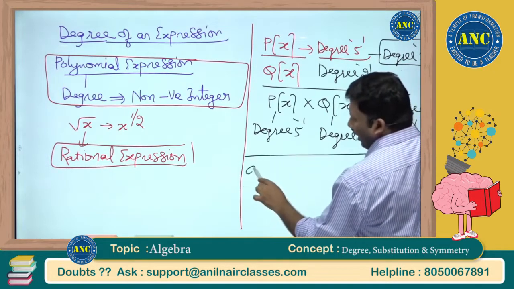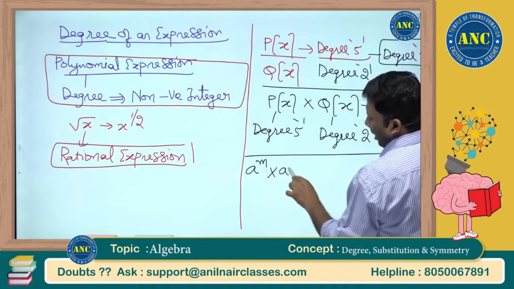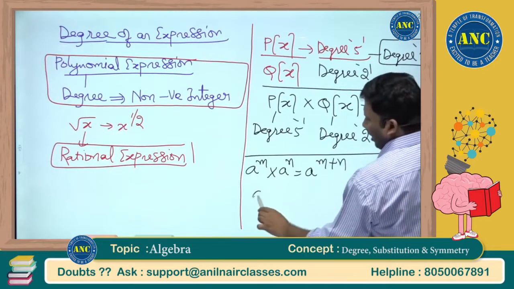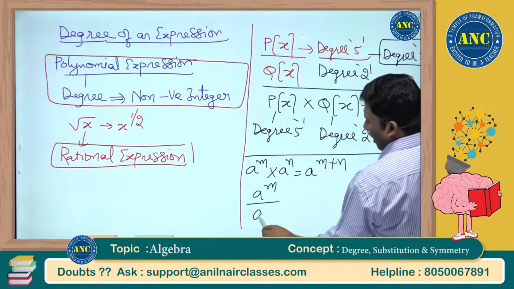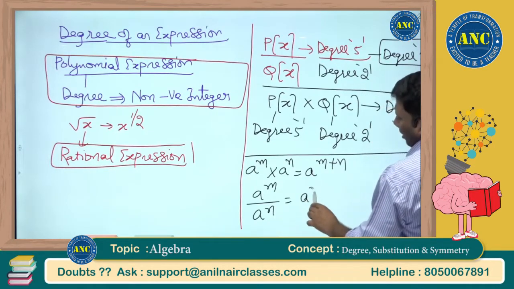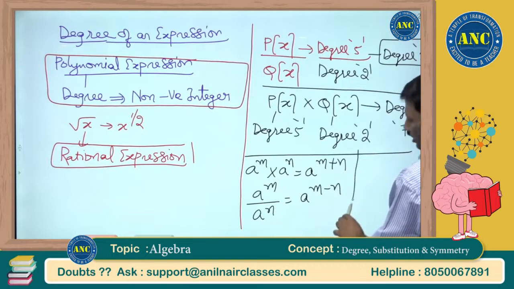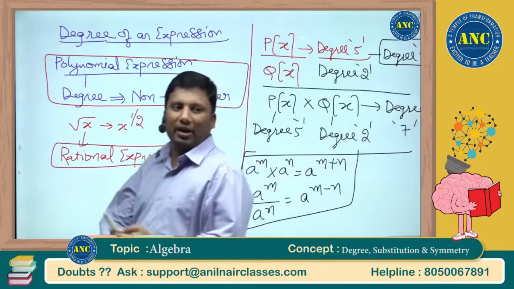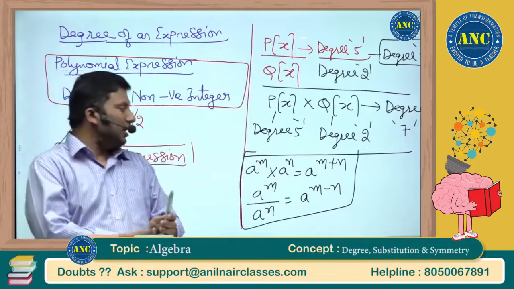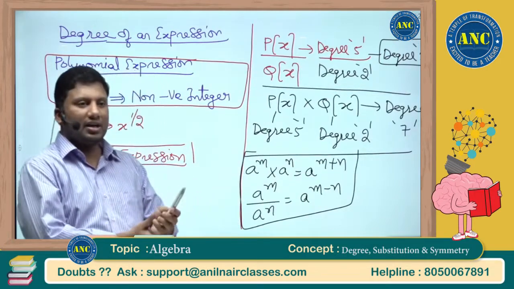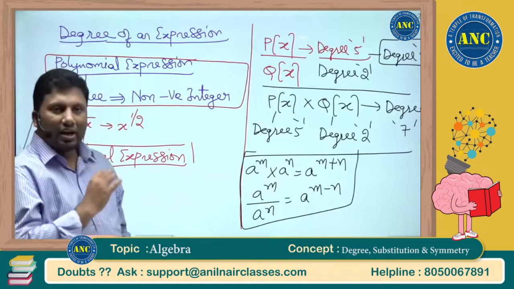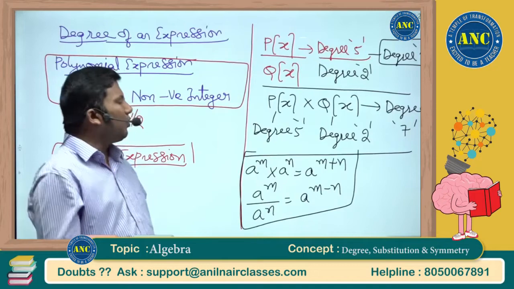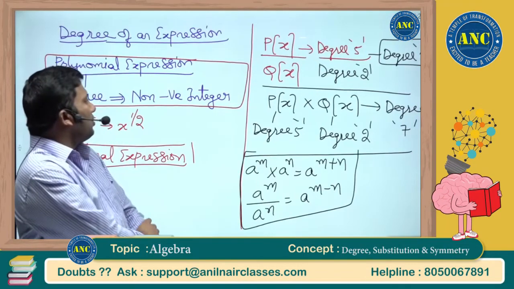Same as the property: a power m into a power n is equivalent to a power m plus n. A power m by a power n is equivalent to a power m minus n. This is the concept which we are using. A power m into a power n is a power m plus n. A power m by a power n is a power m minus n. I hope this concept is very, very clear. Some very, very good problems we are going to solve today.